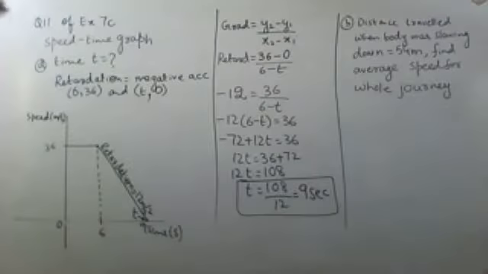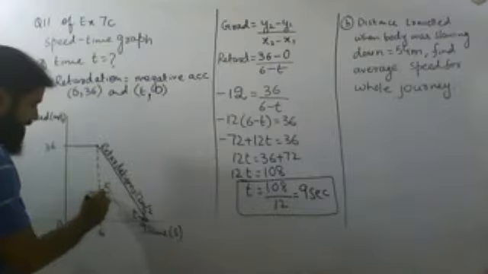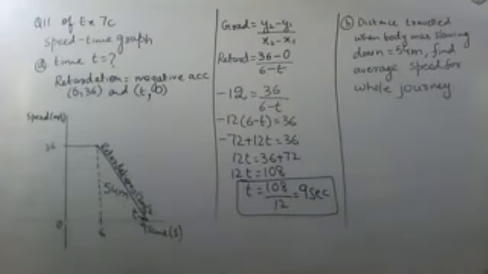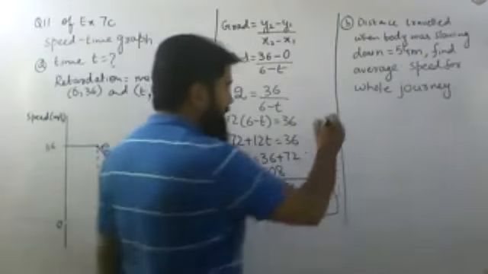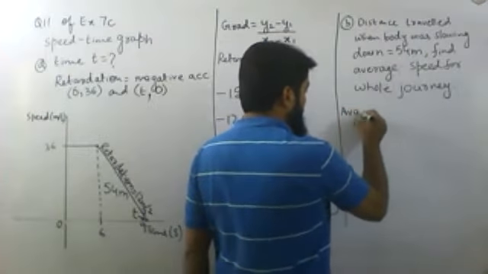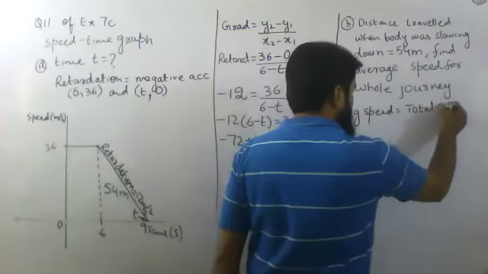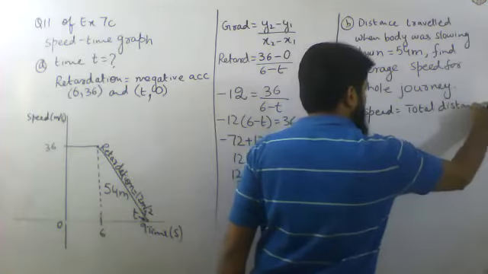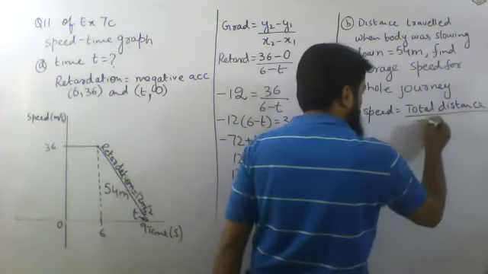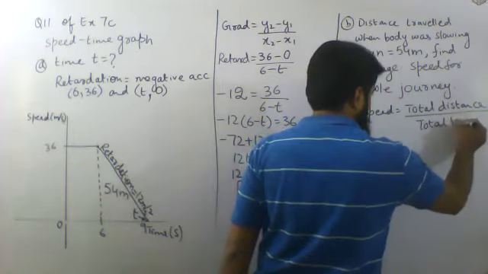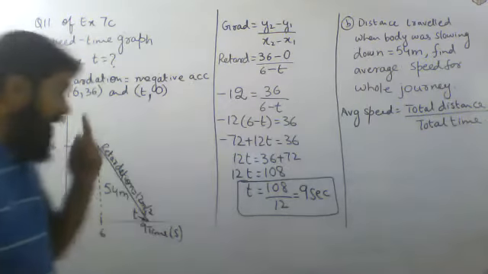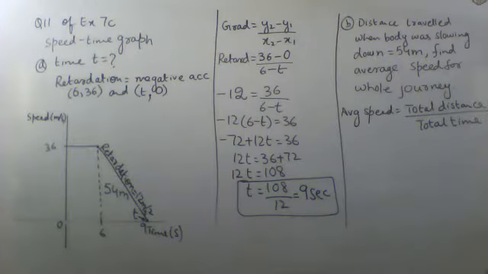So what will I do? First of all, they are saying this area is 54 meter. This area is given to me as 54 meter, and I have to find the average speed. Average speed formula: average speed equals total distance upon total time taken. So I have to first find the total distance. How will I find it? I have got this one. I have to find this thing.